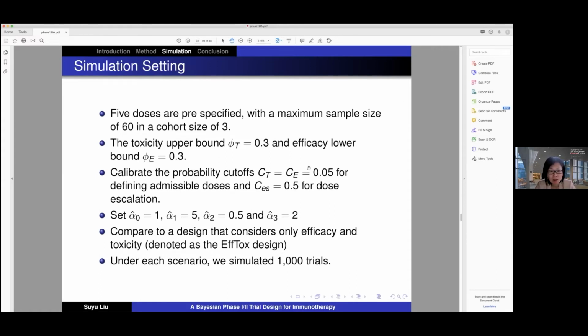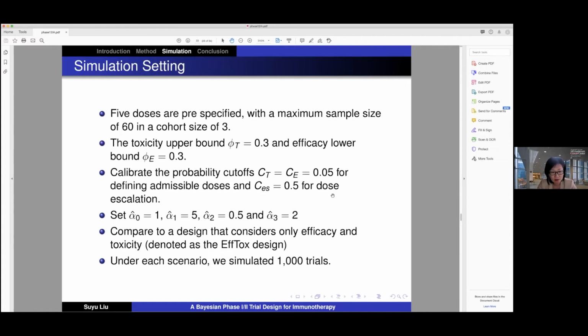Then we calibrate the probability cutoff C_T and C_E being 0.05 for defining the admissible doses, and C_ES equal to 0.5 for dose escalation. All these cutoffs are calibrated through simulation studies. So I show you the result using these cutoffs. So you can see that the results are kind of reasonable here.